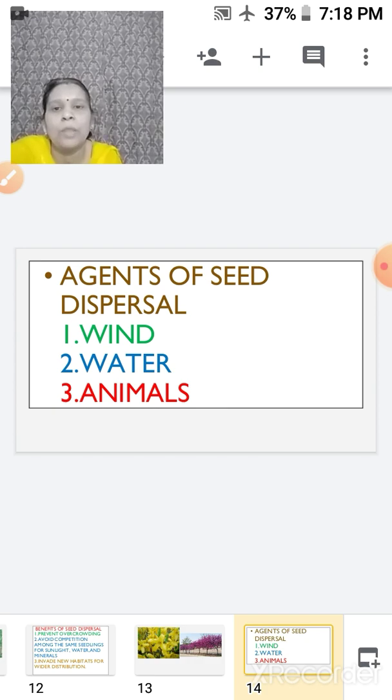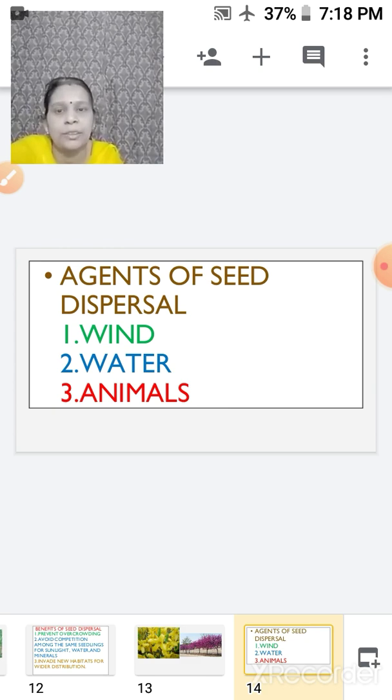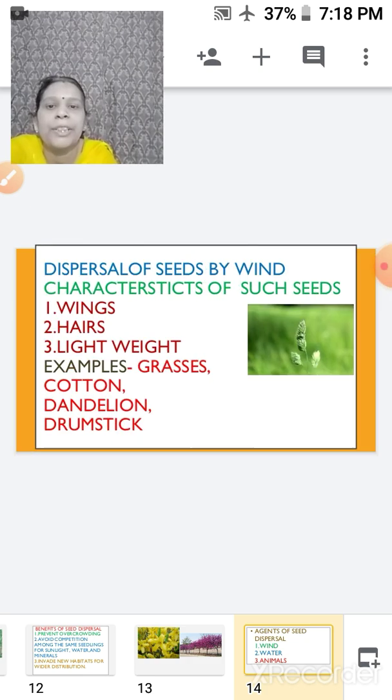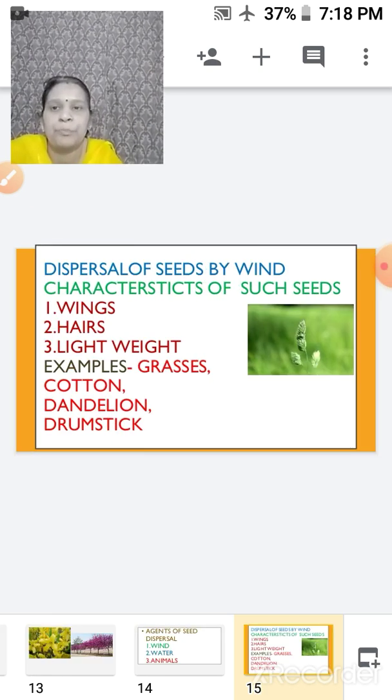And even some of the seeds, they even explode. Either explosion takes place with those seeds within those plants, and their seeds are dispersed to far off places. So we will be studying about these agents one by one.